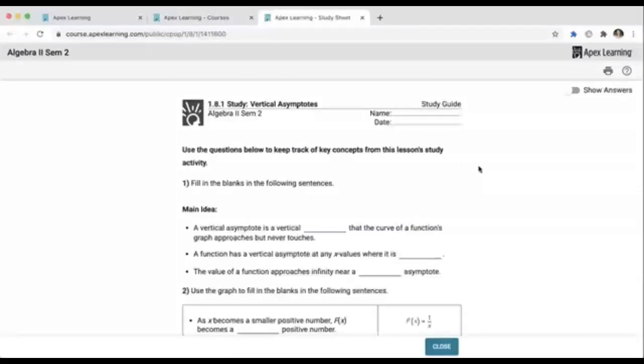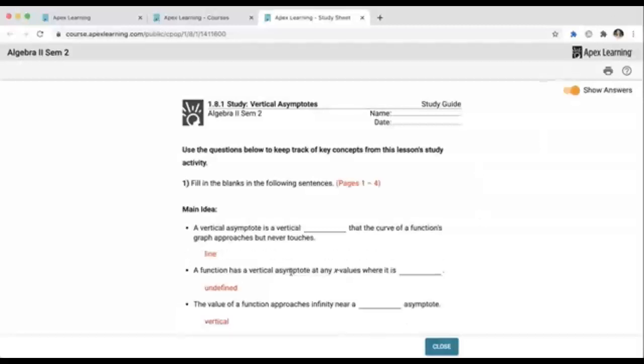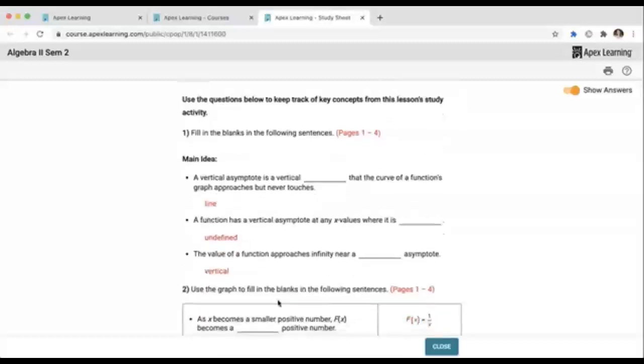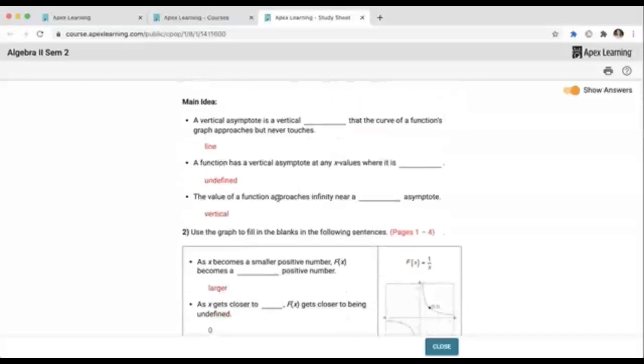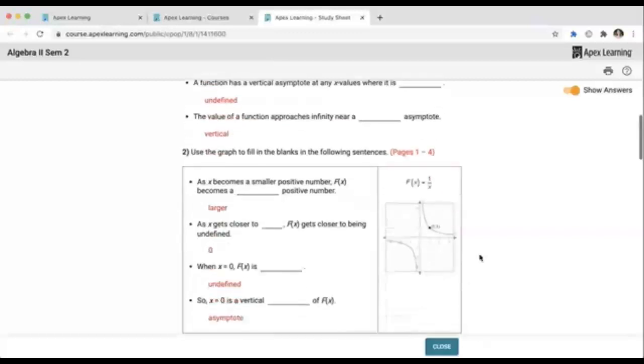All right, quickly here, because I know we're running out of time, looking at our study sheet. Again, a vertical asymptote is a vertical line that the function approaches but never touches. A vertical asymptote is any x value where the function is undefined, and then the value approaches infinity. It either gets really, really large or really, really small when it approaches a vertical asymptote.